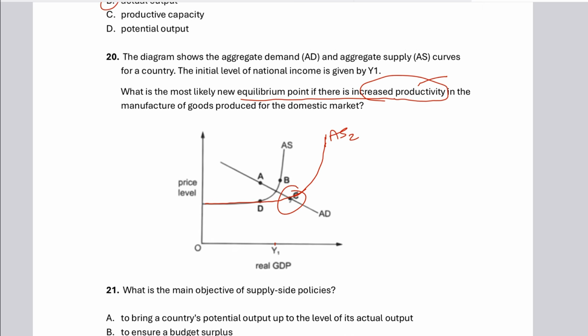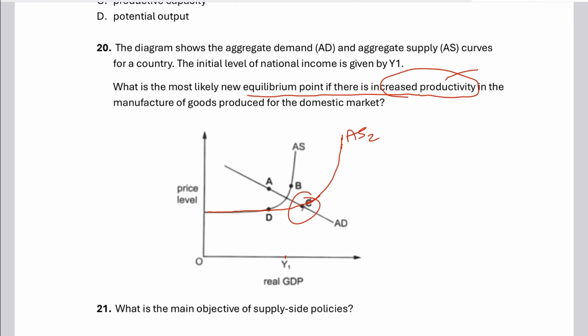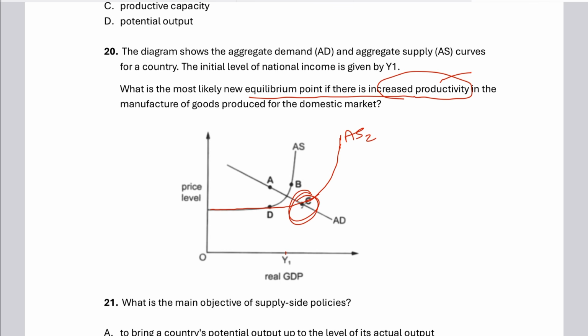So question 20, the correct answer. What is likely to be the new equilibrium? The new equilibrium would be where AS2, or AS1, whatever you want to call it, would intersect the original aggregate demand curve at C. C for Charlie is the correct answer.